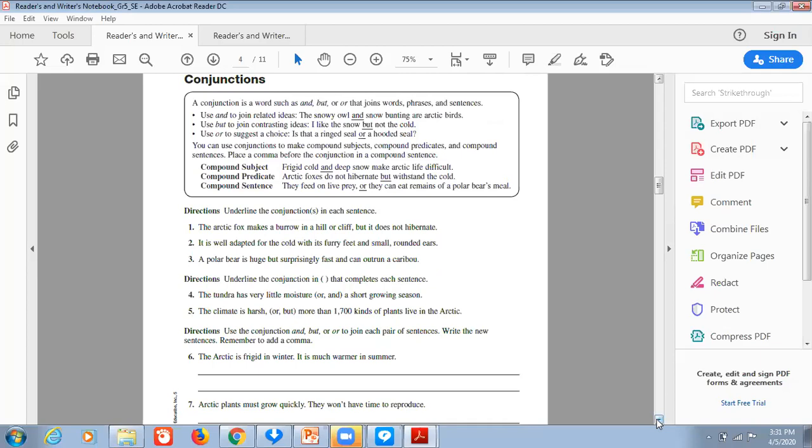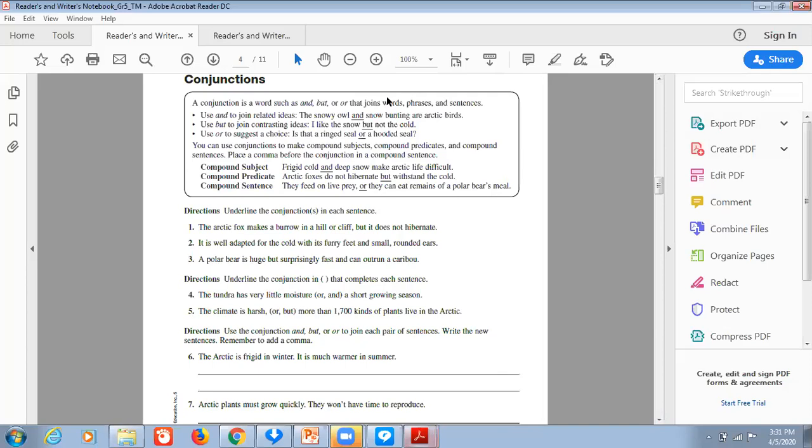In the second exercise, you are to underline the conjunction in the brackets that complete each sentence. 4, the tundra has very little moisture [or/and] a short growing season. 5, the climate is harsh [or/but] more than 1,700 kinds of plants live in the Arctic. Now let's see the answers quickly without wasting time.